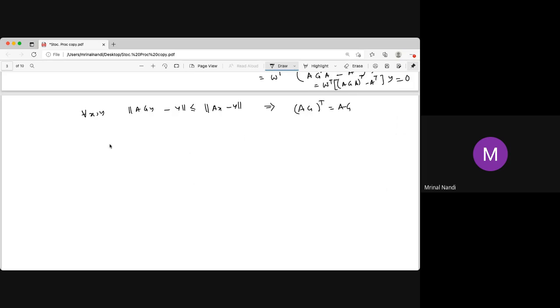Now again, for any vector, since it is any vector, set y equal to Ax. So if we take y equal to Ax, what happens? Then the norm of AGAx minus Ax is less than or equal to 0. We put y equal to Ax because it is true for all x and y. Now a norm being 0 means that the vector is 0 actually. This vector is 0. So this equals Ax.